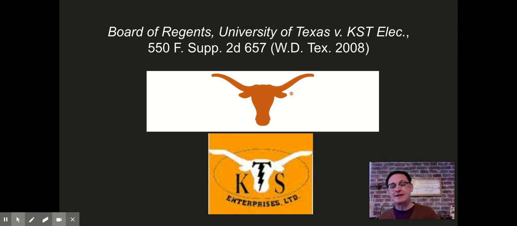And KST Enterprises, an electronic communication company, creates what they call the Lightning Bolt Longhorn logo, which you can see a version of down there. So they use the Longhorn outline, but they put their own initials over the top of it with the Lightning Bolt. The Texas Longhorns, University of Texas, brings a trademark infringement, unfair competition, and dilution action against KST.